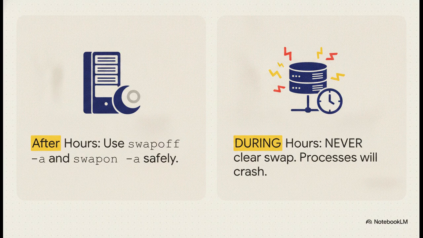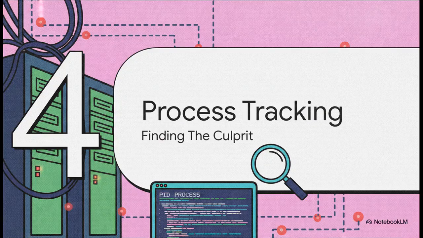If you have a swap issue, you use swapoff -a and swapon -a to manage it safely. But listen closely. Never clear swap during peak business hours. I mean it. Doing so can cause your active processes to crash and completely derail the entire workday. You always save this procedure for before or after hours. No exceptions. Section 4 is network and process tracking, or as I like to call it, finding the culprit.